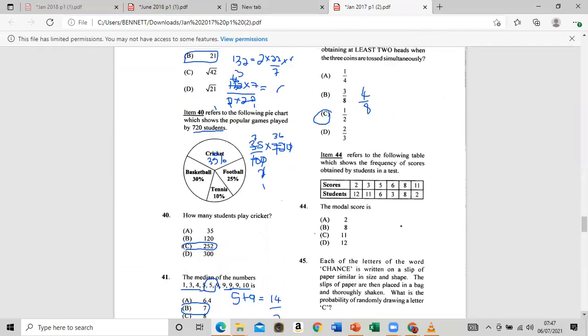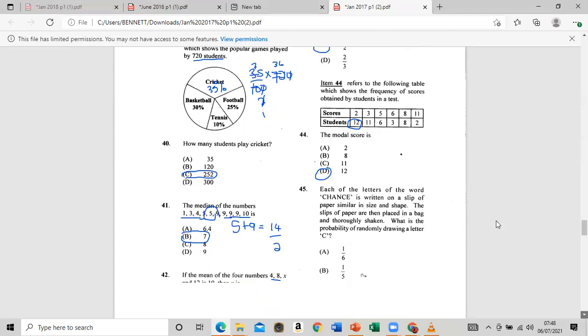Guys, you kind of reach fast, you know. All right, the modal score is, as I was saying, the mode is the one with the most frequency. And what this is saying, 12 students got 2 as a score, 11 students got 3, 6 persons got a score of 5, 3 persons got a score of 6. So that means 12 is the biggest number.